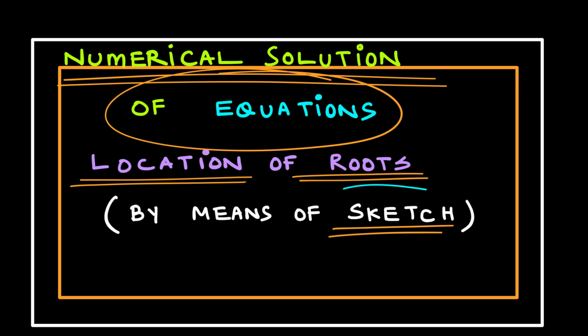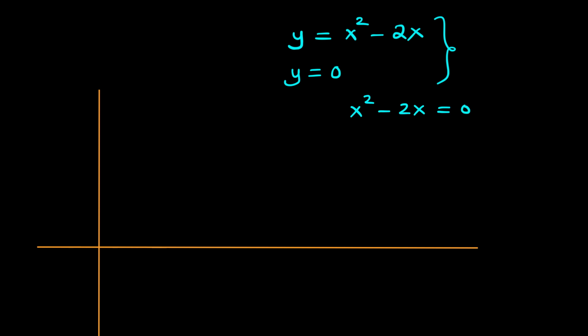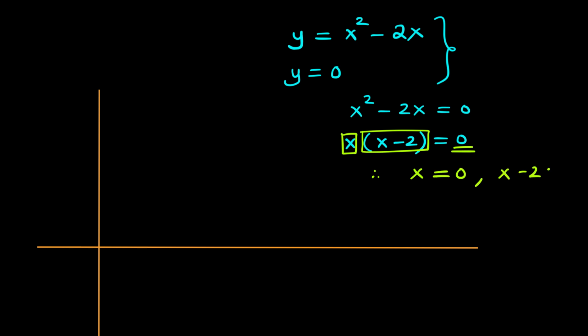So let's first get started with the concept of drawing a sketch. For example, if I have this quadratic equation y equals x squared minus 2x, and if I ask you to find the solution of the equation y equals 0, what you will do is solve it algebraically. Whenever there is a possibility of taking common factors, we will take common. Two brackets are multiplying to give us 0. That means either one of them is 0. So therefore x is 0, or x minus 2 is 0. Therefore x equals 2.